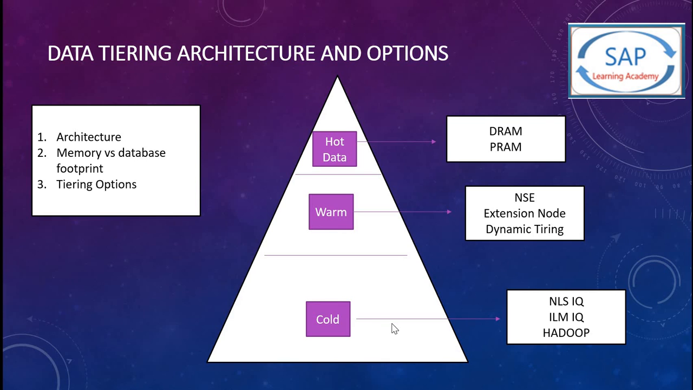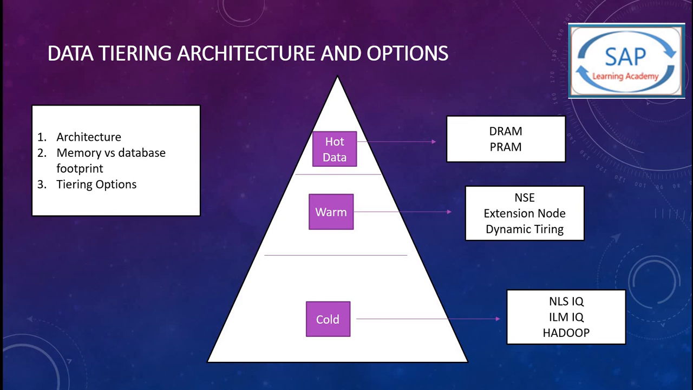Now the last one is the cold storage. Those are NLS IQ, and those who are working on SAP warehouse technologies must be familiar with this. The second one is ILM IQ, which is related to S4. If you have SAP S4HANA as the source database, then you can use this one. We also have other technologies like Hadoop, which we can integrate into the cold data storage.